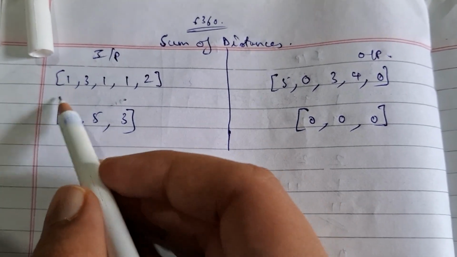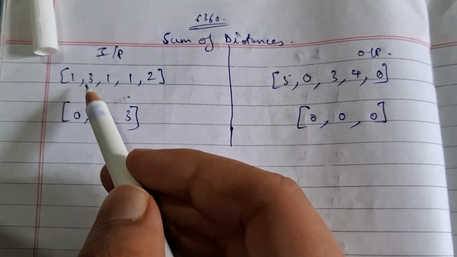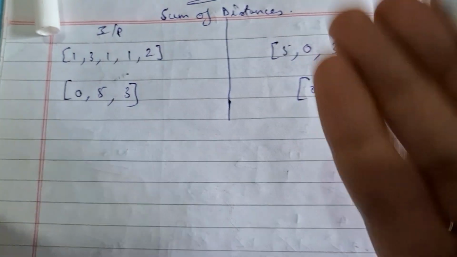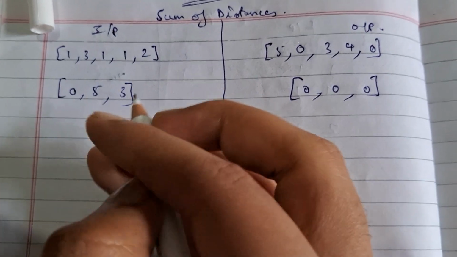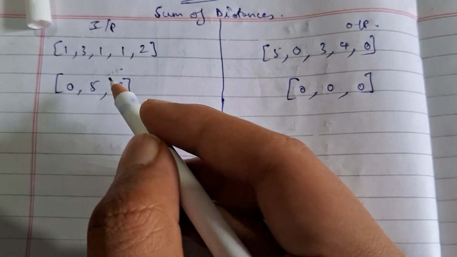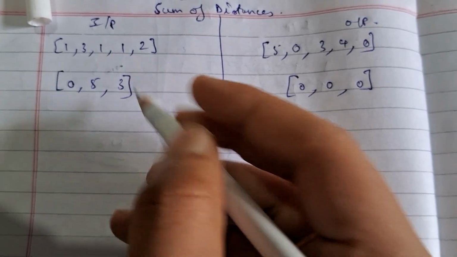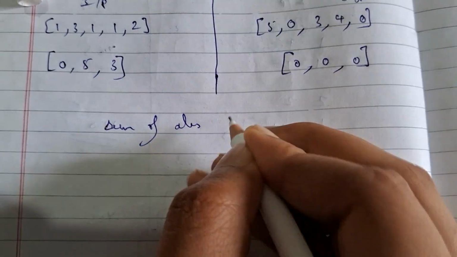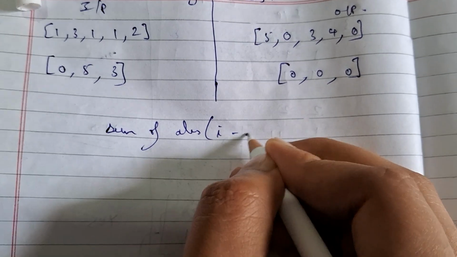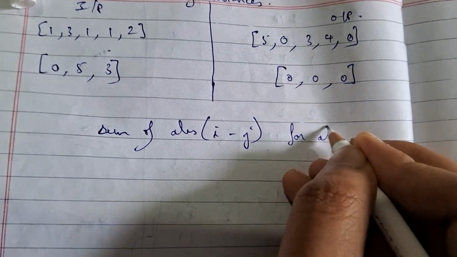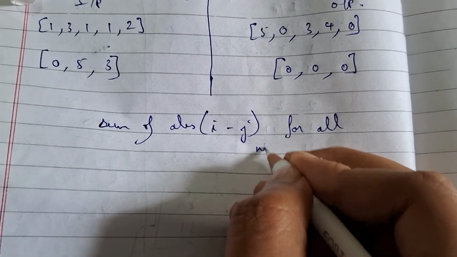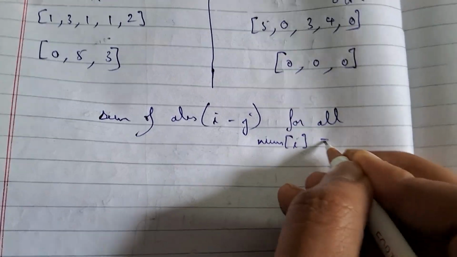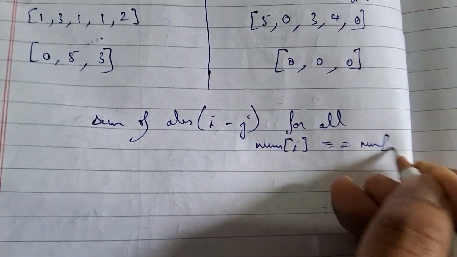So the question is very simple. It is stated that you're given an array, and for every element you have to check how many other elements of the array are equal to that element, and you have to make that the sum of absolute i minus j for all nums[i] equal to nums[j].